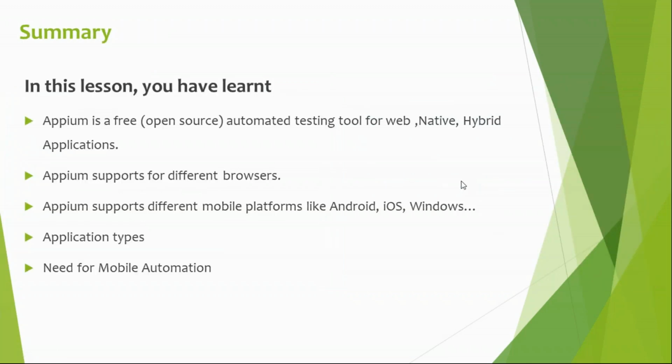So these are the disadvantages of APM. Let's have a quick summary of what we have learned in this lesson. APM is an open source automation tool which is used to test hybrid, native and web applications. It supports different browsers like Chrome and Safari, mobile platforms like Android and iOS, and different application types like banking, finance, whatever the application is, it can be automated.